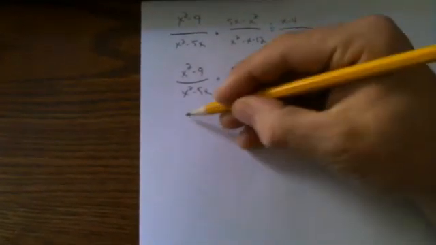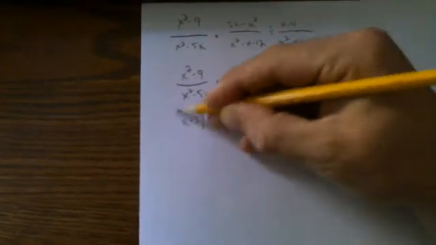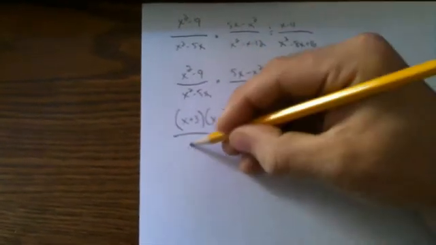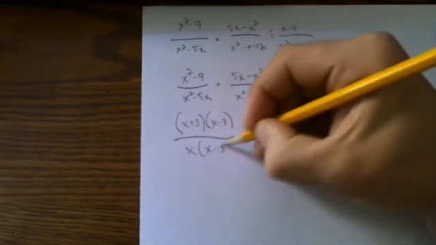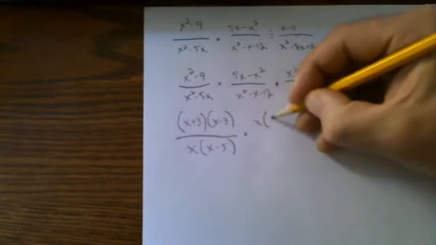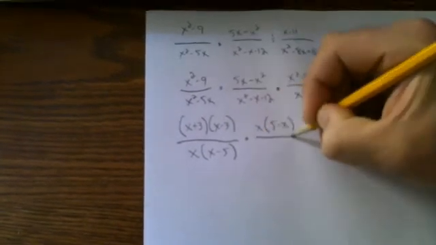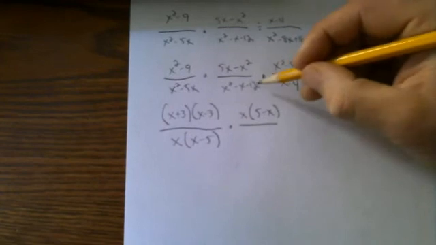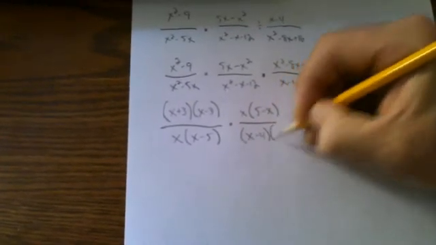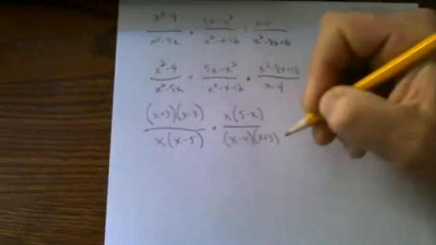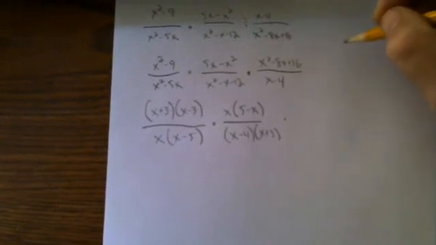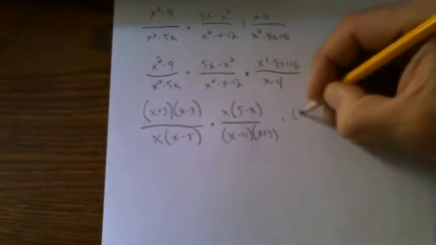Okay? So now we can begin factoring all of our terms. X squared minus 9 is the difference of 2 squares. GCF of x, GCF of x, leaving us with 5 minus x. Factors of negative 12 that add to negative 1. That's x minus 4 and x plus 3. And finally, factors of positive 16 that add to negative 8. That's x minus 4 and x minus 4.